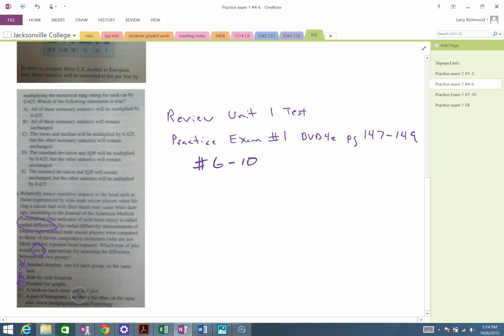D, back-to-back stem and leaf plot. That would be a reasonable way to do this. And E, a pair of histograms, one above another. A histogram and a stem and leaf plot are very similar displays, so D and E are definitely not right. What you're looking at here is A, B, D, and E are similar in that we're comparing specific numbers to each other. C is different.